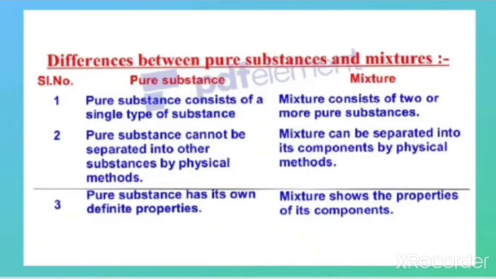How do we distinguish pure substances and mixtures? A pure substance consists of a single type of substance, but a mixture has two or more types of pure substances. Here, a pure substance cannot be separated into other substances by a physical method, but mixtures can be separated into their components by a physical method. That is, by a physical method we are able to separate the components of the mixture.